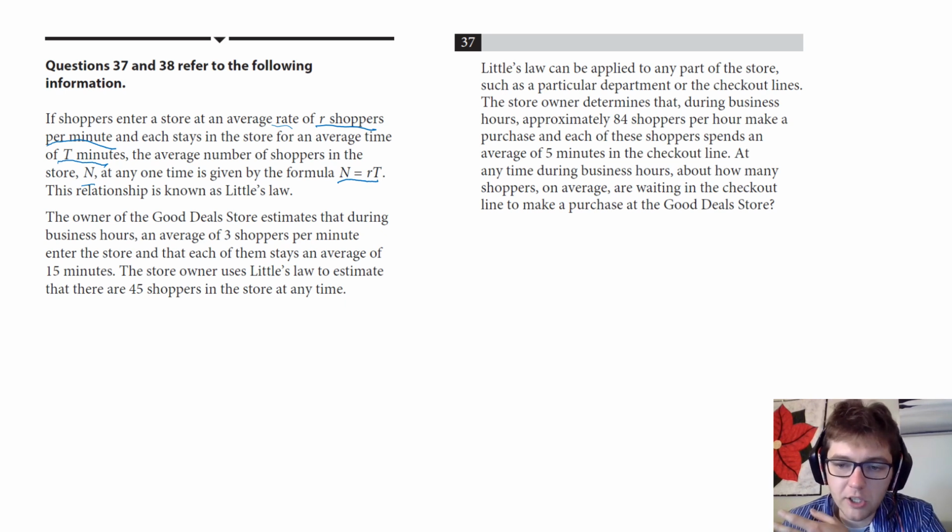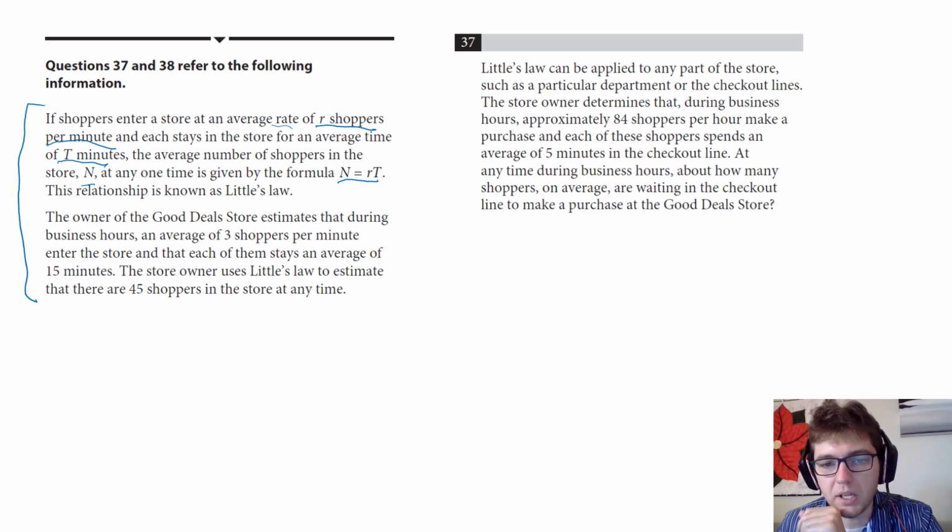Okay, before even trying to digest that information, read the problem to know what of this you actually will need. So problem 37, Little's Law can be applied to any part of the store, such as a particular department or checkout lines. The store owner determines that during business hours, approximately 84 shoppers per hour make a purchase, and each of those shoppers spends an average of 5 minutes in the checkout line. Anytime during business hours, about how many shoppers on average are waiting in the checkout line to make a purchase at Good Deal's store? Okay, so the most important thing to get off the bat is the first line here.